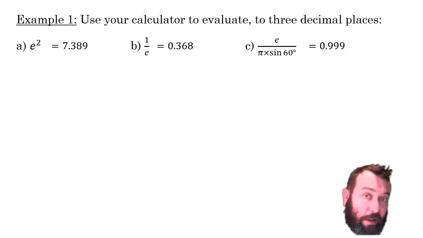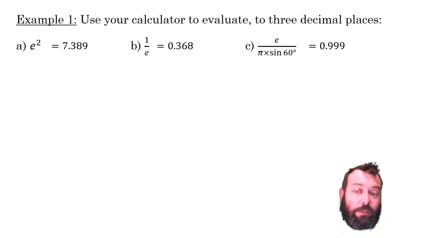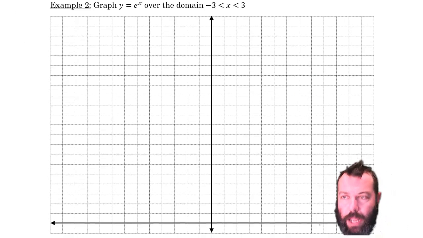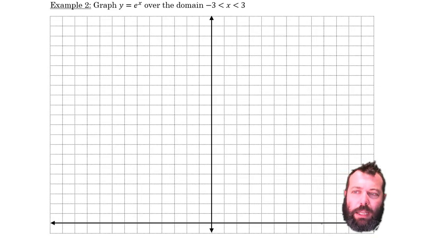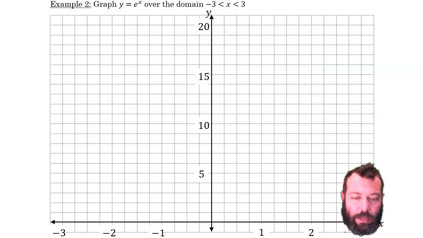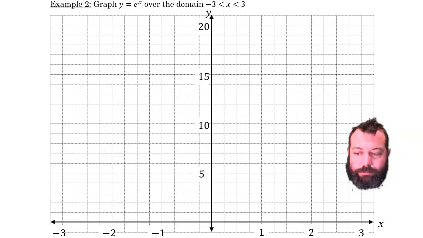Much the same way we use our calculator to evaluate expressions involving pi. Now, what about this one here? Graph the exponential function from -3 to 3. I've got some axes here. Let's chuck some labels on there, an x and a y, and some numbers there.